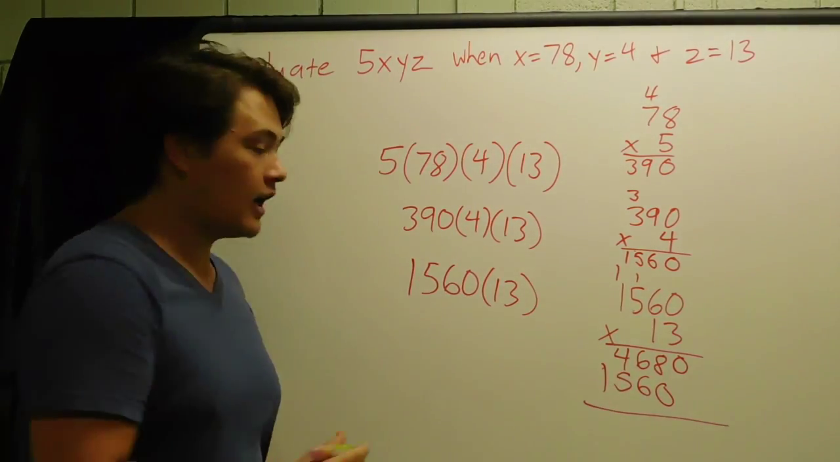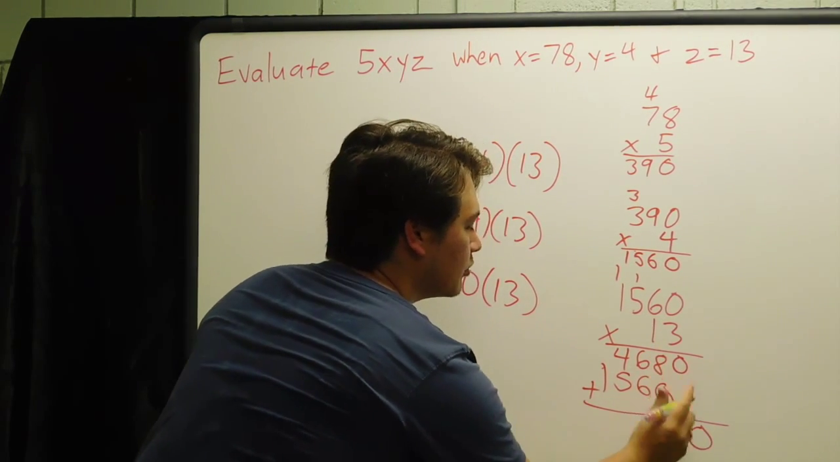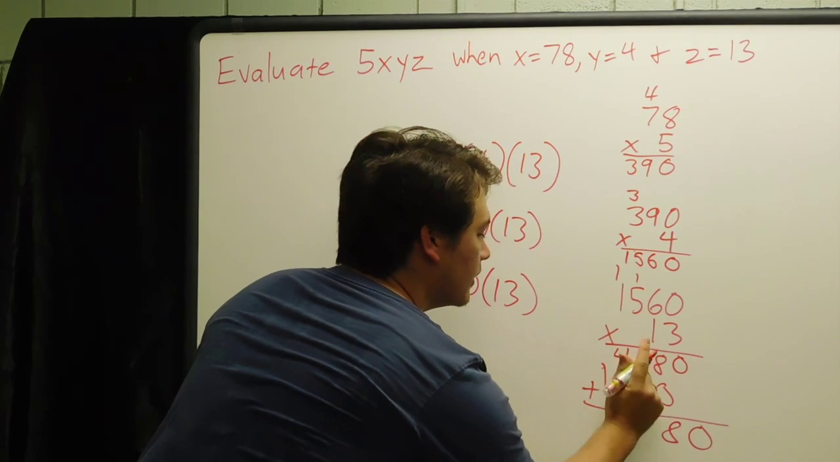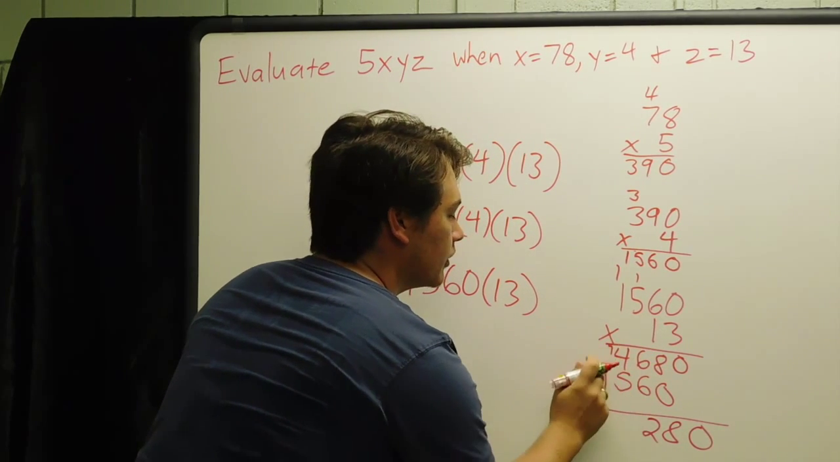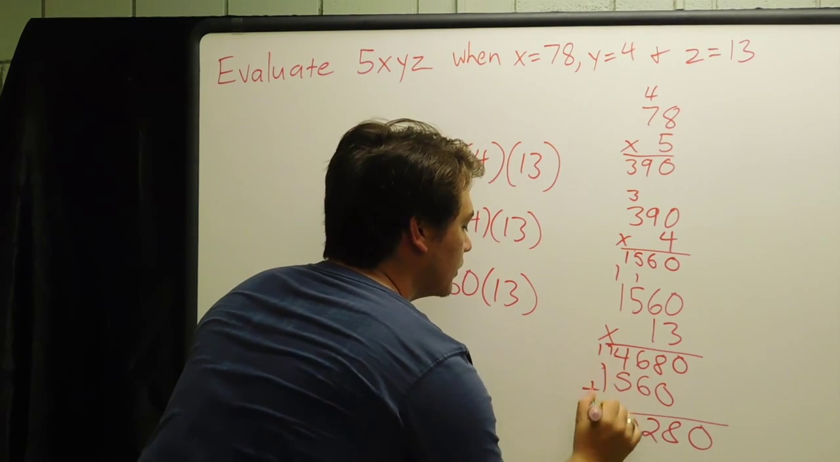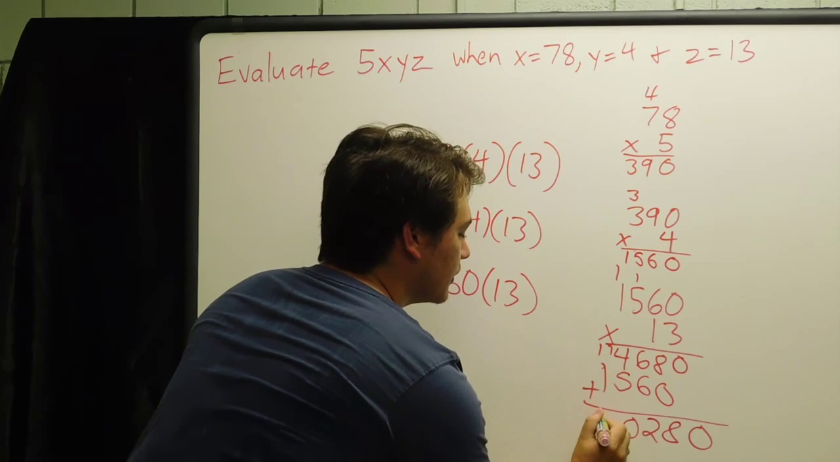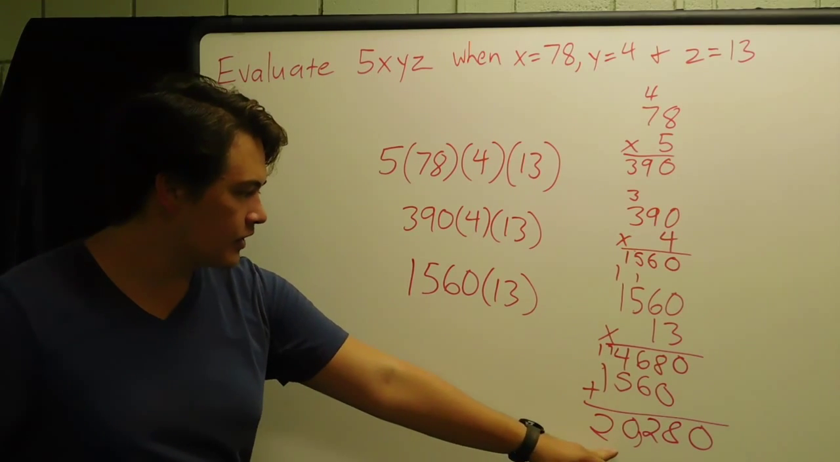We add these two together. This is going to be 0. 8 plus 0 is 8. 6 plus 6 is 12. Put the 1 here. 1 plus 4 plus 5 is going to give us 10. 1 here. And then 1 plus 1 is going to give us 2. So there you have it.